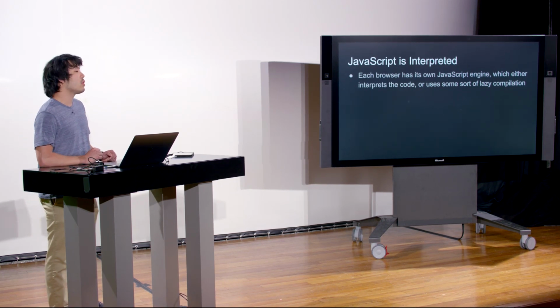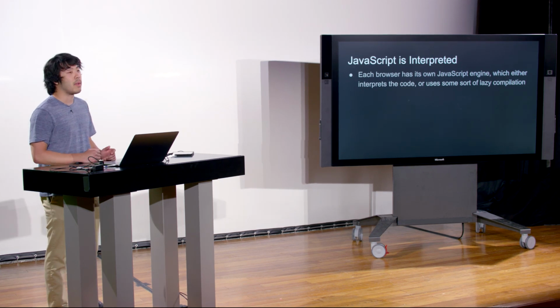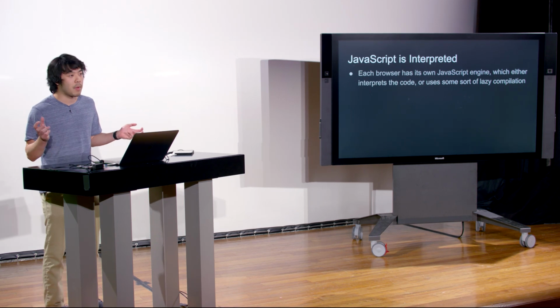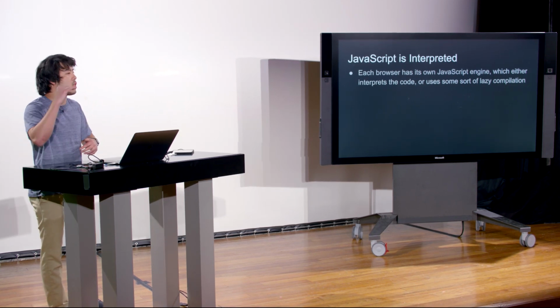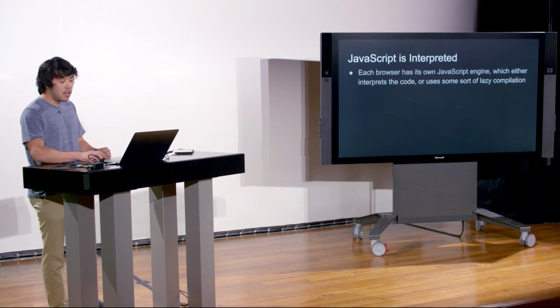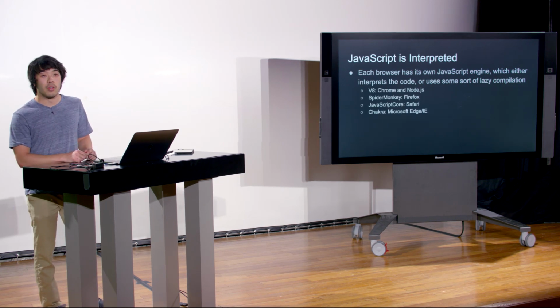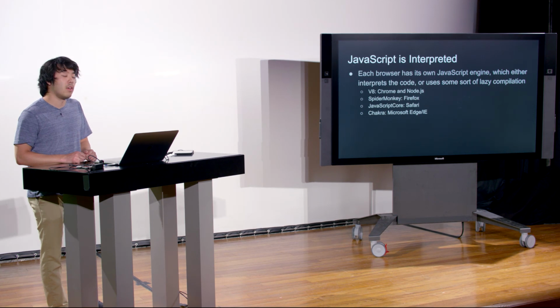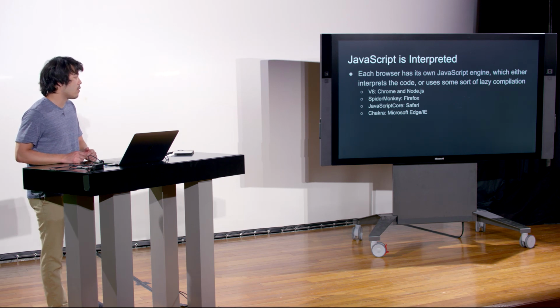Each browser has built into it its own JavaScript engine, which either interprets the code, or it might do some magic with just-in-time compilation. But for the most part, it's just reading your code line by line and executing it. Each browser has its own engine, and they're named. Chrome is called V8. If you've heard of Node.js at all, it also uses that same V8 engine. Firefox has SpiderMonkey, Safari has JavaScriptCore, and Chakra is for Microsoft Edge and Internet Explorer.